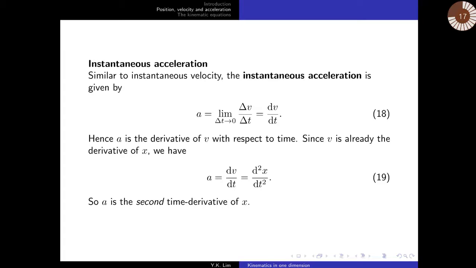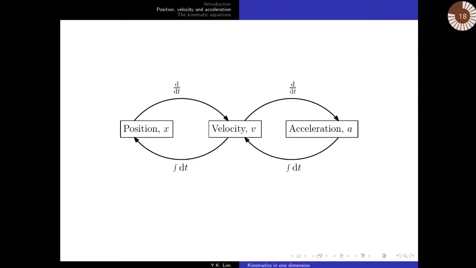From mathematics, again, we see that this is actually the derivative of velocity with respect to time. Also, since velocity is itself a derivative of position, the acceleration is the second derivative of position with respect to time. Or you can just say it is the second time derivative of x. So our three main quantities of kinematics are interconnected by differentiation or integration, and we can easily get from one to the other by doing either one of these operations.